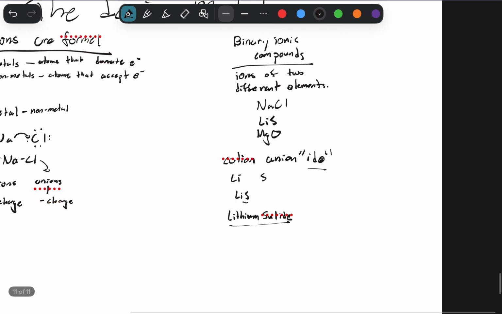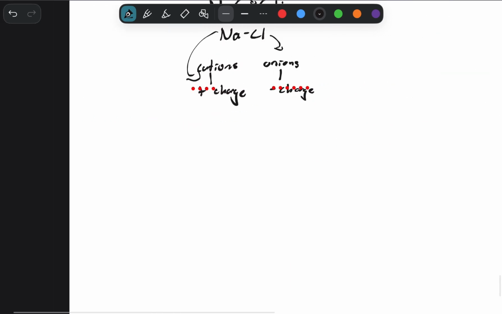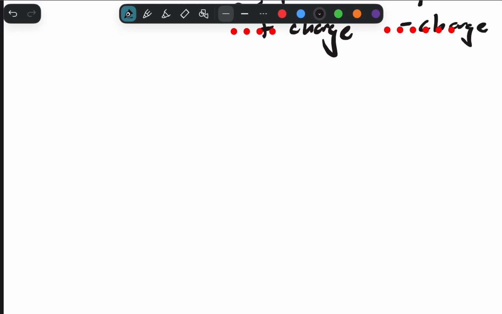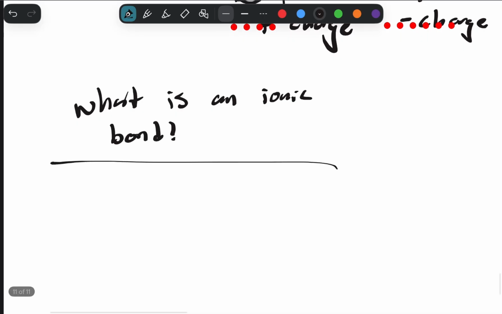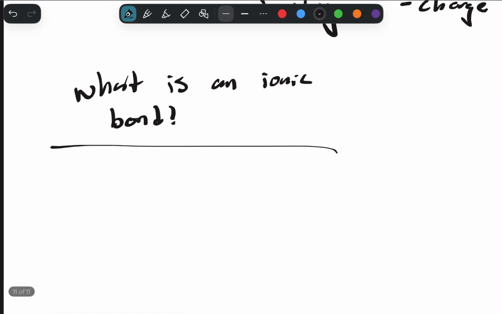But yeah, that's really all you have to know. Definitions of ionic bonding. What is an ionic bond? So this is something you have to know. It's the actual definition. I'll write it down first.